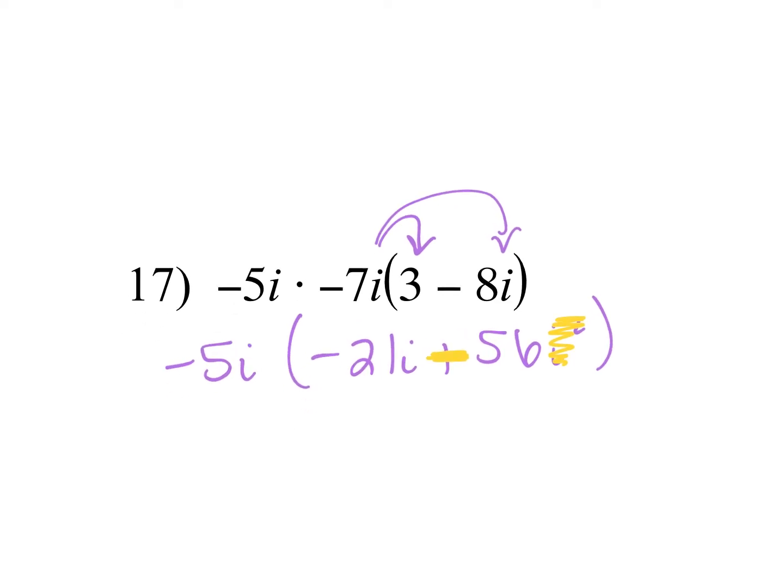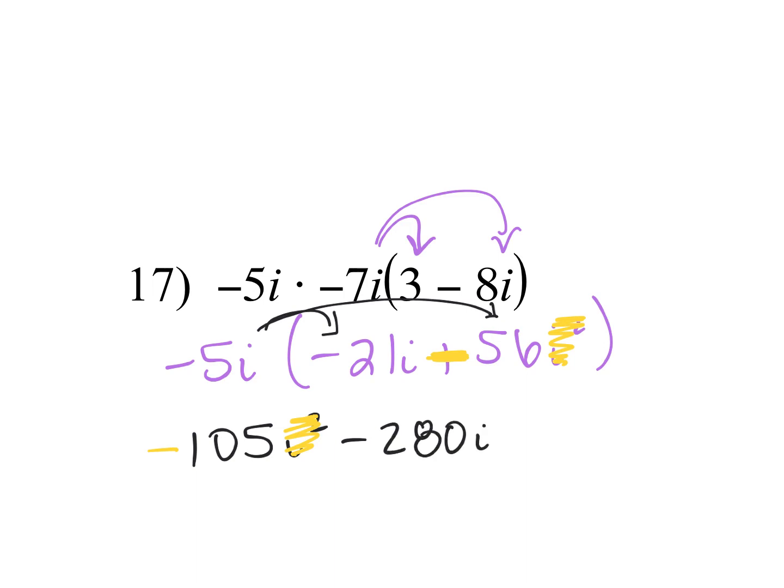Now we're going to distribute again. Negative times a negative is a positive. So I have 5 times 21 is 105. i times i is i squared. What should I do? Cross that off. Make it negative 105. Good. And then negative 5i times 56. You guys are going to have to do some addition and multiplication. What's 56 times 5? So negative 280i.